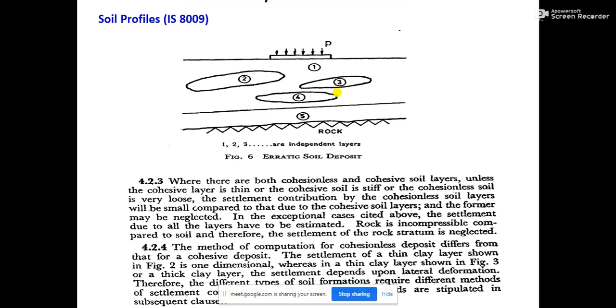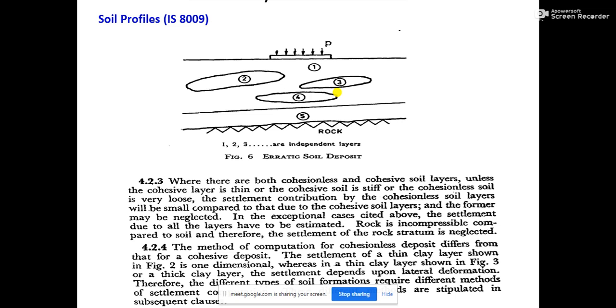And for that reason, as you will not be able to analyze it for settlement purposes, a huge construction on top of such an erratic soil deposit will always be risky, because in such a soil deposit you can always expect differential settlement.